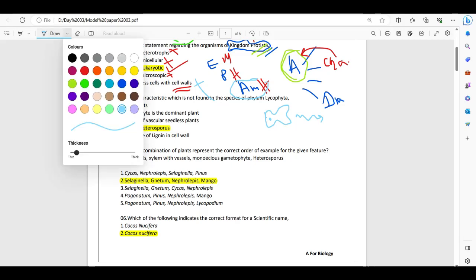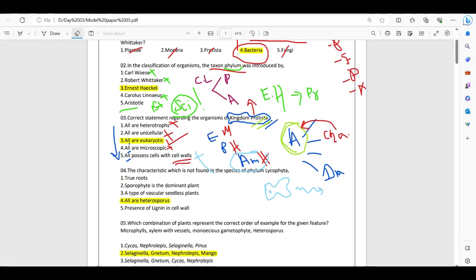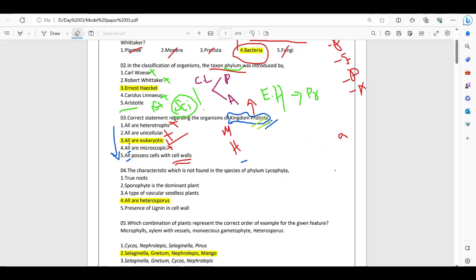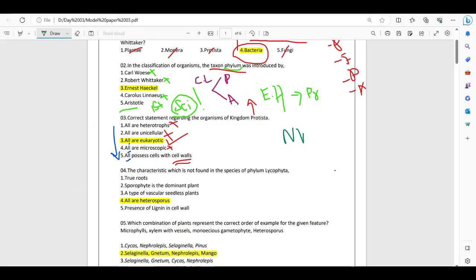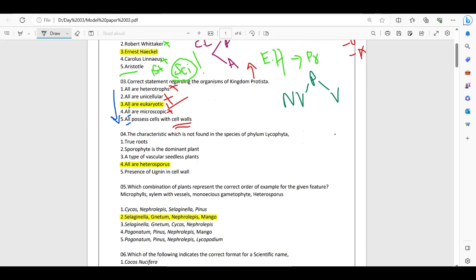And the next one, the characteristic which is not found in the species of phylum Lycophyta. Before I analyze this question, let's go to the hierarchy of plants. I will try to draw it here. So plants basically divide into two types, non-vascular plants and vascular plants. That's the first division. The next thing, vascular plants further divide as seedless and seed plants. Then seed plants further divide as gymnosperms, where seeds are not enclosed in a chamber, and angiosperms, where seeds are enclosed in a chamber.